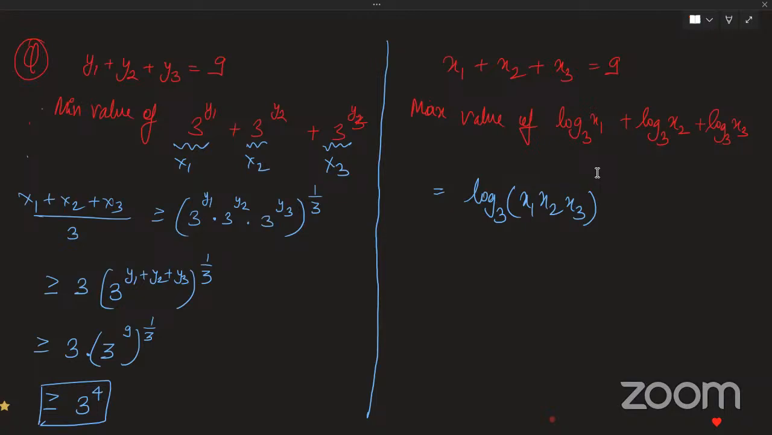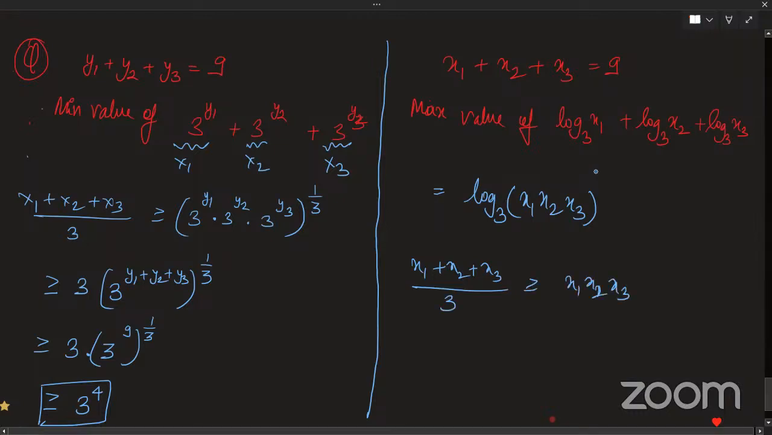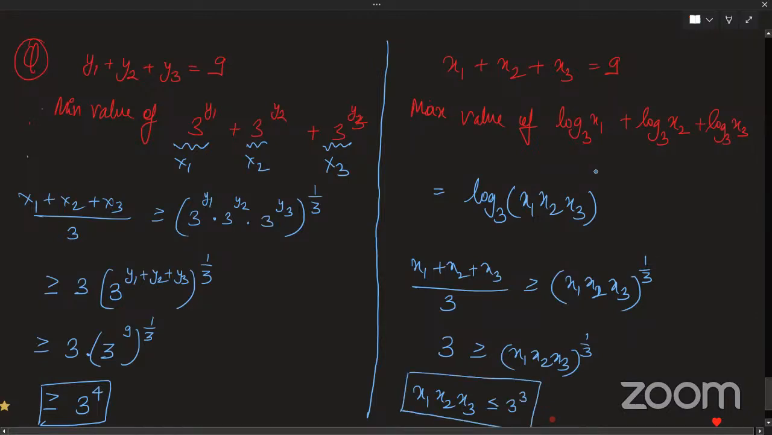AM is greater than or equal to GM. Yes, correct. So x1 plus x2 plus x3 divided by 3 is greater than or equal to x1 x2 x3 whole to the power 1 by 3. And this thing I already know, 9 by 3, it is 3. So what is the maximum value of x1 x2 x3? It is 3 cube. Right, it is the maximum value.